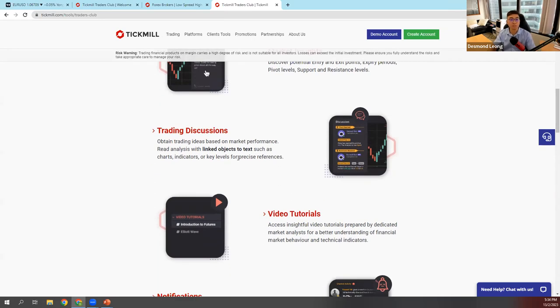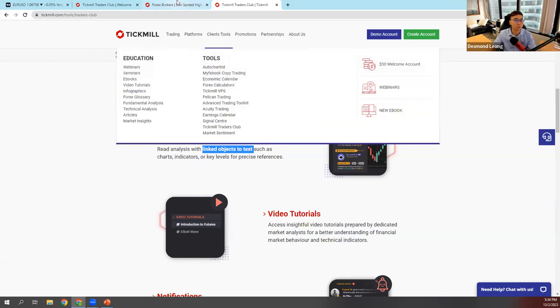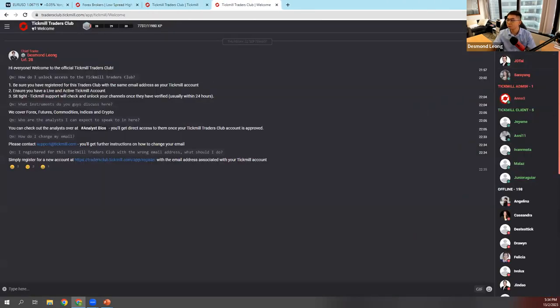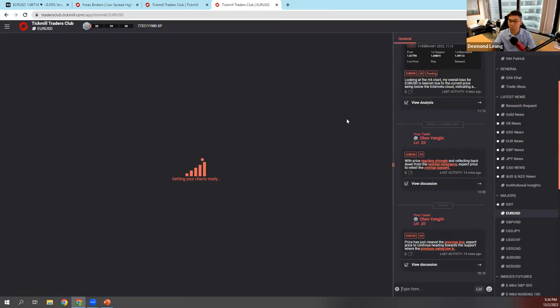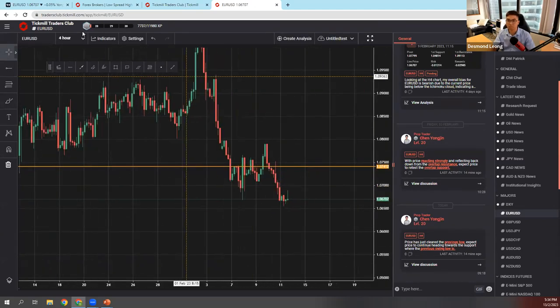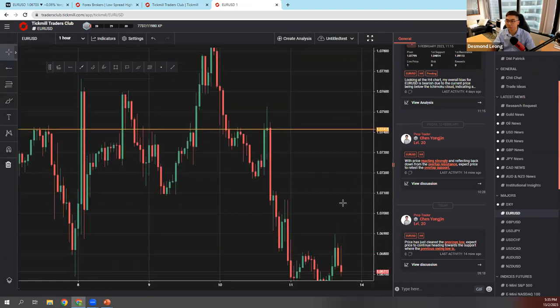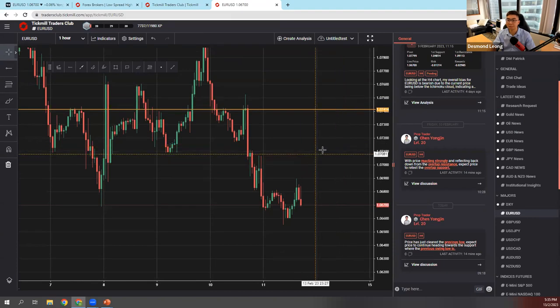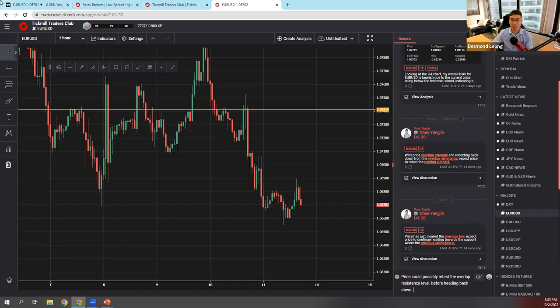There's a very cool feature about the Traders Club where you can link objects to text. Let me show you how it works. For example, I want to go to the euro dollar, on the hourly chart. Let's say I'm expecting euro dollar to retest the overlap resistance area. So I can write: price could possibly retest the overlap resistance level, before heading back down. Just an example.